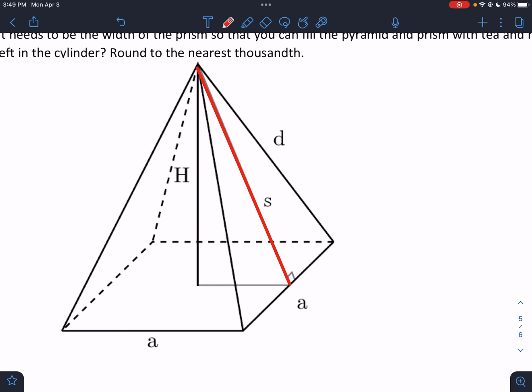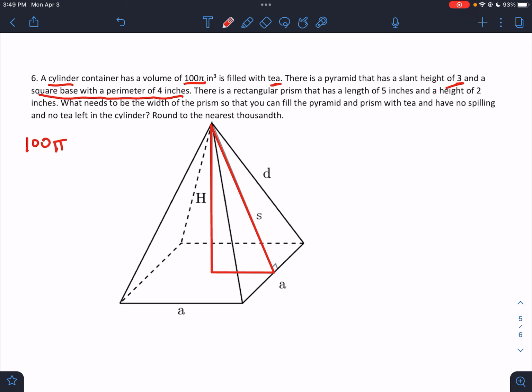Quick sidebar. What if I gave you the lateral edge? This is what we did last week. What connects the lateral edge to the height? That's to the corner. That is a radius. So that's what we had last week. So sometimes you have to use the radius. Sometimes you have to use the apothem. Today is an apothem day because we are connecting it to the slant height. You have to know that difference.